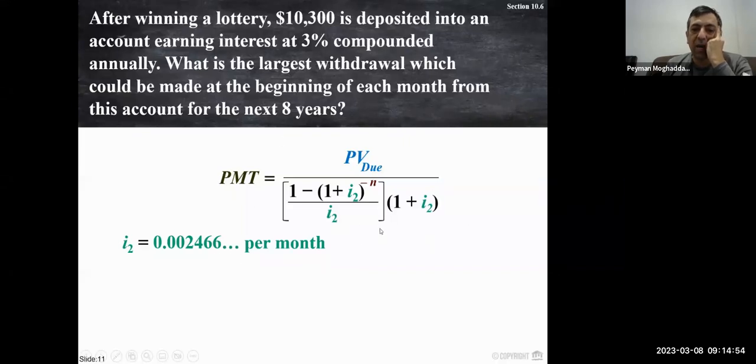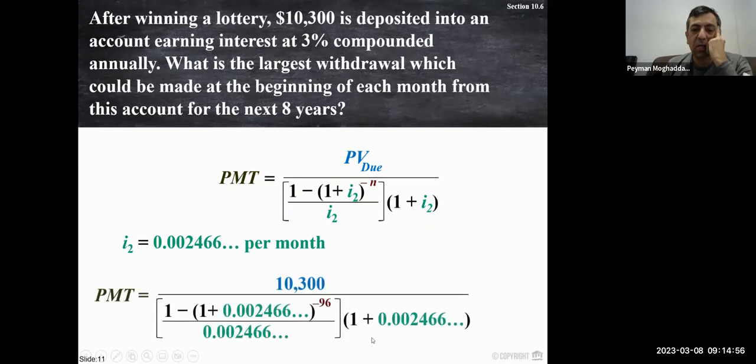Knowing I2 and the N, okay? So it's going to be like this, okay? So let's do it together, okay? It looks a little bit complicated, but it's not that complicated, okay? So first of all, make sure you go from the most interior part. The most interior part is this guy, okay? 1 plus I2, right? So let's go to calculator.